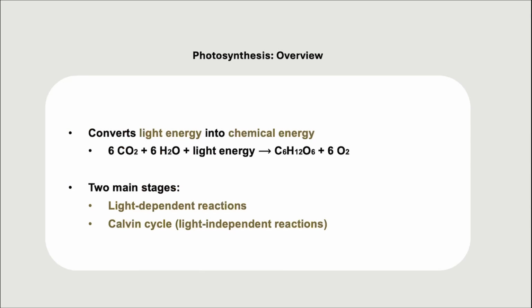Light-dependent reactions take place in the thylakoid membrane and make energy. The Calvin cycle, also called the light-independent reactions, happens in the stroma and uses that energy to build glucose.